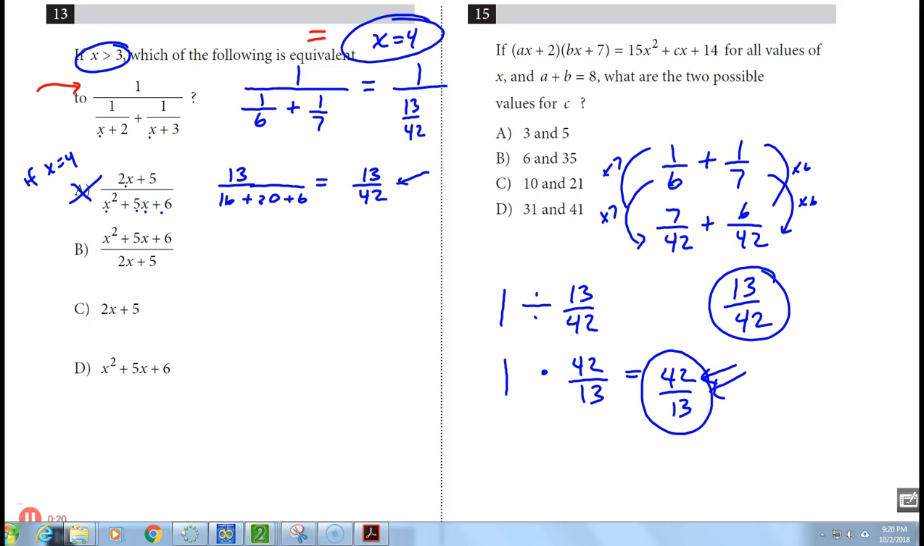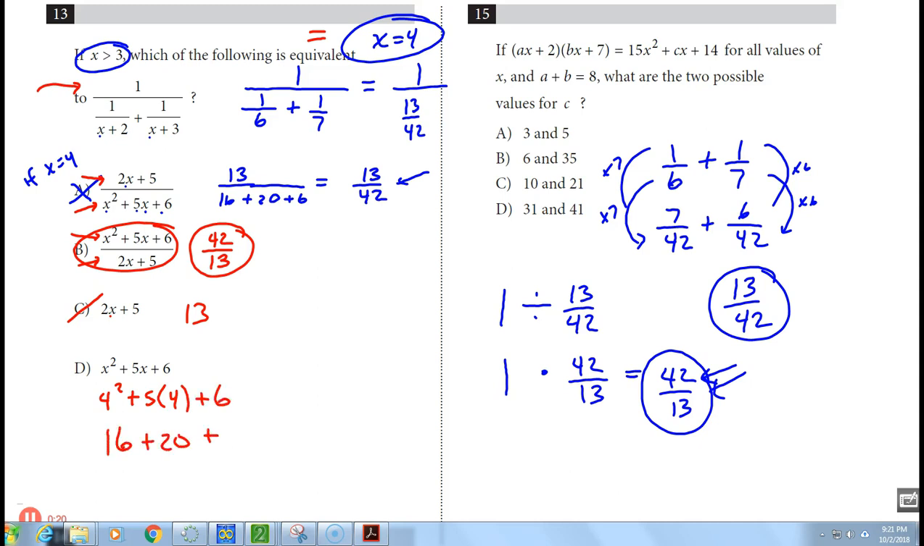Now, if you look at B, you'll notice that the top is what this bottom was, and the bottom is what this top was. So I don't even have to plug that all in again. I know this one is going to come out to be 42 divided by 13, which is a match for me. So I know the correct answer is B. And just to be sure, I'm going to plug my 4 in down here. 2 times 4 is 8 plus 5. That doesn't work. This is 4 squared plus 5 times 4 plus 6. This is a big old number. 16 plus 20 plus 6. So this one just equals 42. So I kind of cheated the problem by picking my own number and just plugging it in.